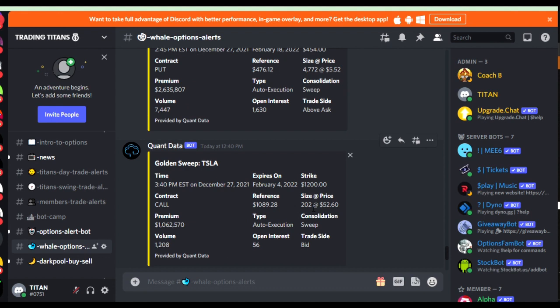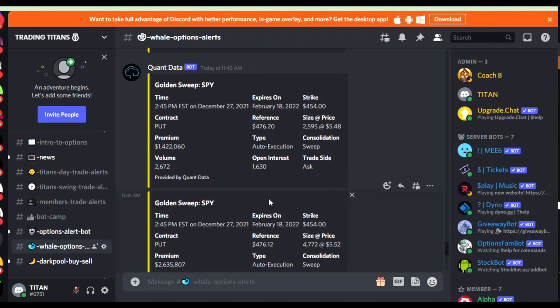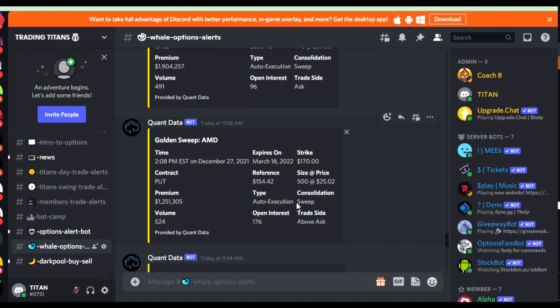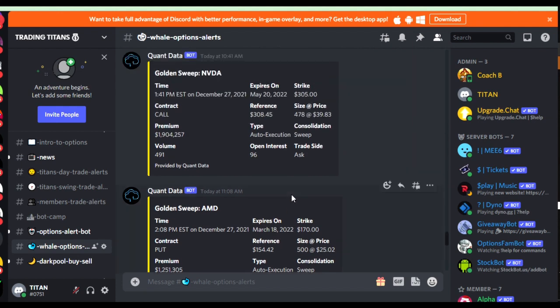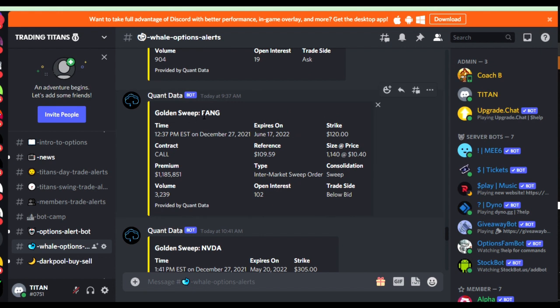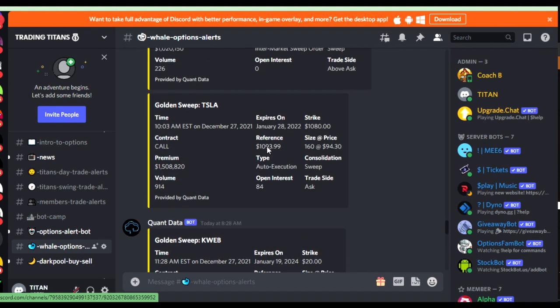Somebody asked me, do they alert when someone's getting out of a trade? And they do. Anything that says below, for example like this, below the bid could potentially mean that they are exiting their trade. So below the bid, below the ask, and they had a call and they're exiting. But that requires you to keep up with it.